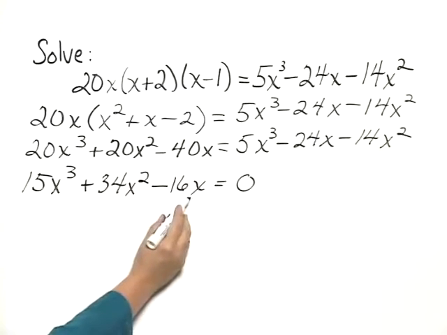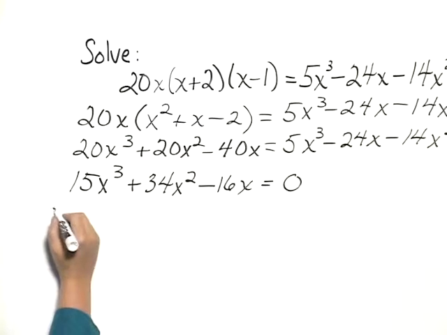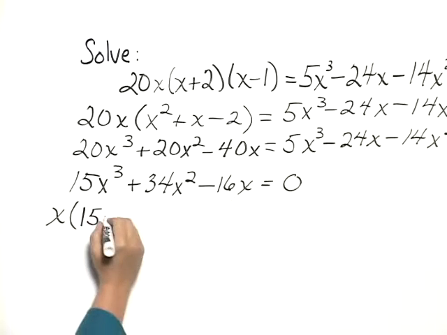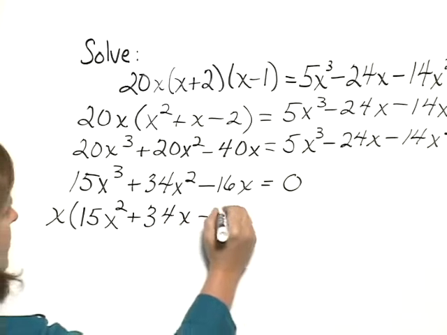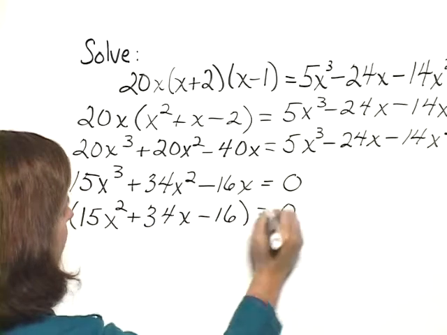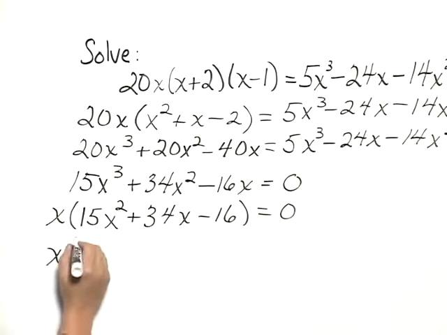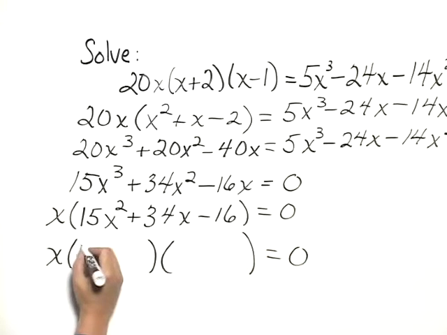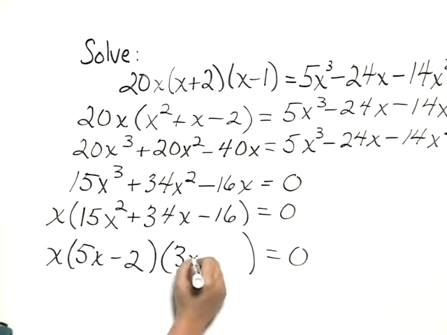Now I need to factor. Now that I have 0 on one side, first of all, I see I have a common factor of x. So I'll begin by factoring out that common factor. I have x times (15x squared plus 34x minus 16), and that equals 0. And then I need to factor this. Well, using some trial and error, I would find that I have (5x minus 2) times (3x plus 8).